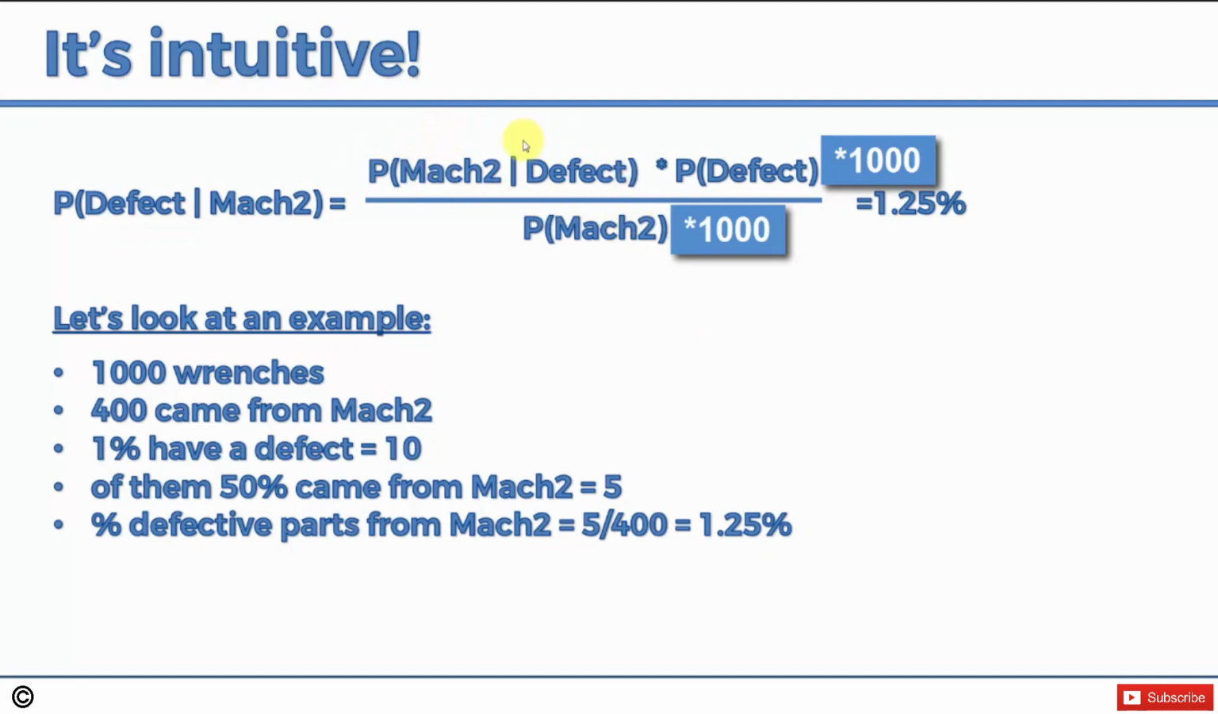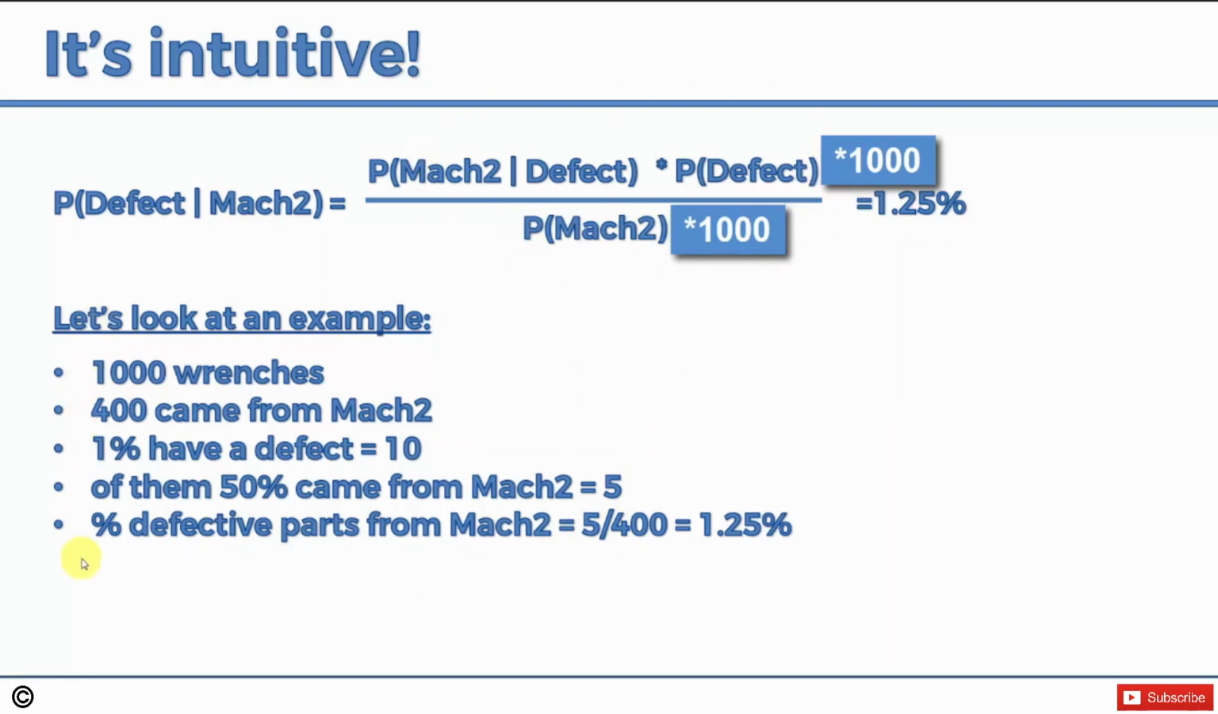So we took 50%, multiplied it by 1%, times 1,000. So here we've got an extra times 1,000. And here we've got P machine 2. What we did is we actually put in P machine 2 times 1,000. So I just added an extra part over here times 1,000 and a part over here times 1,000. And then we still divided that final result, that 5 that we got, by the 400 that we got.